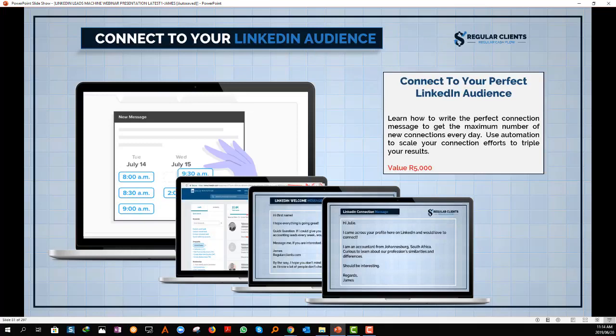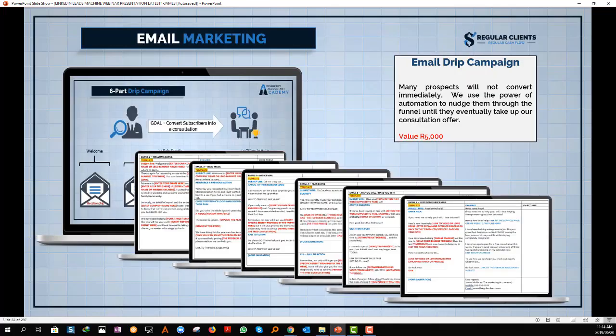So this is the important part. This is really all about the messages. I'm going to give you a lot of the templates. We're going to show you how to do it, and of course ultimately we want to get them to connect to us onto our calendar. So we'll show you how to build out your calendar, how to automate that whole process so that people can go from your LinkedIn profile directly onto your calendar.